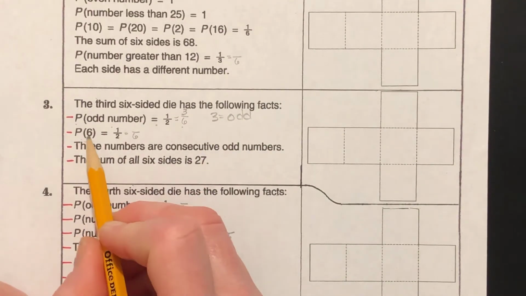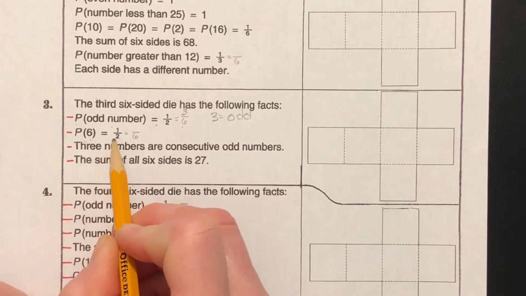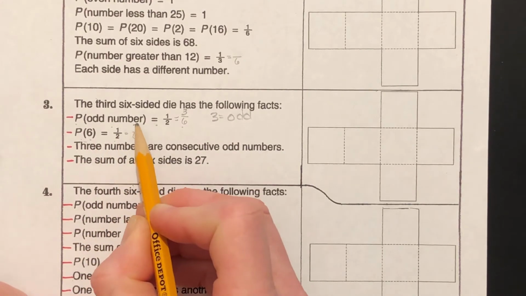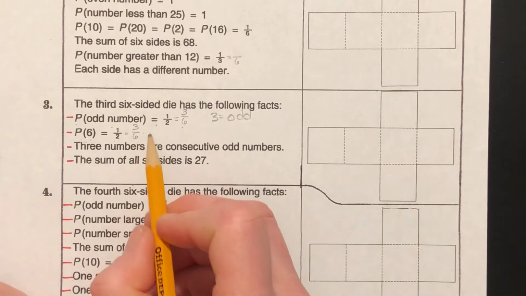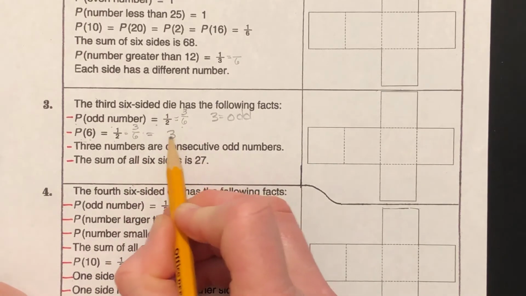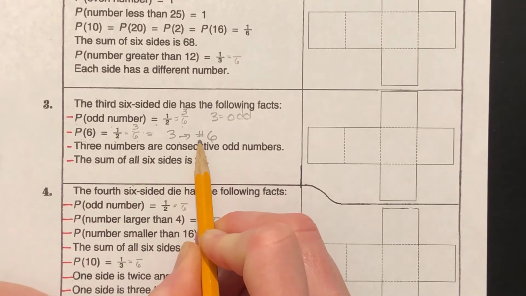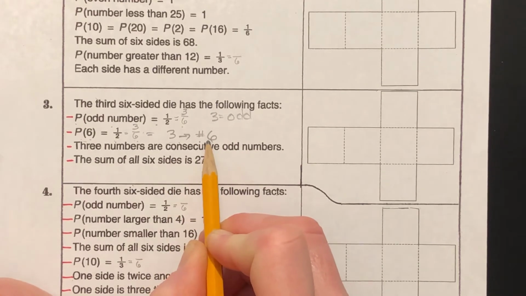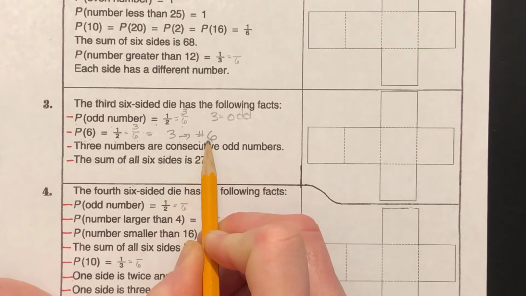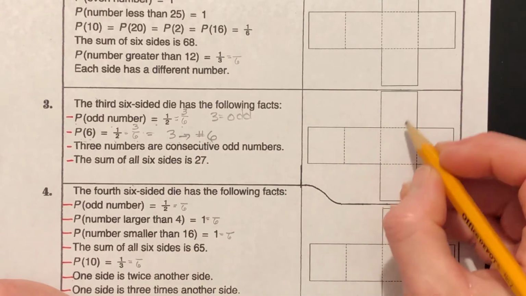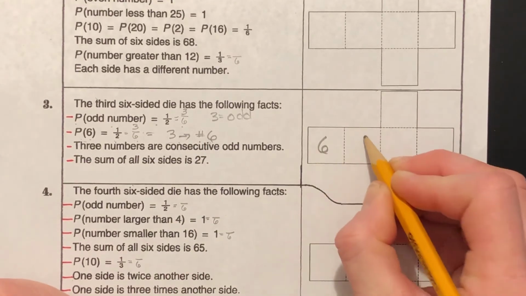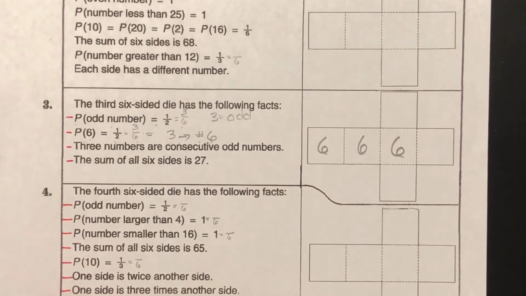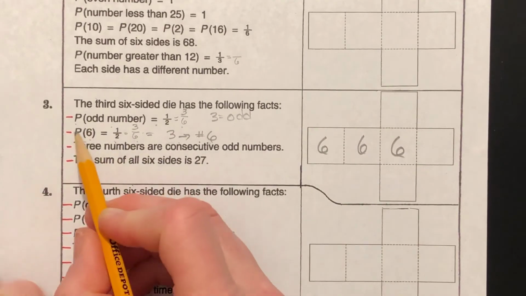The probability of landing on 6 is 1/2. That tells me that 3 of them are going to be number 6. Now that is easy. 3 of them are number 6. So I can just go ahead now and put 6 on 3 of these. I'm going to do 6, 6, and 6. So I'm going to cross this one up.